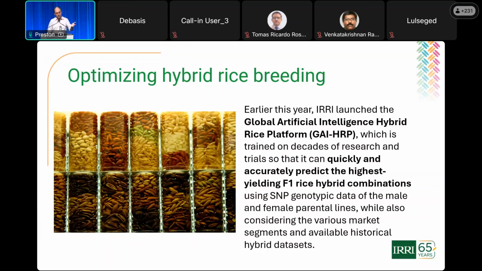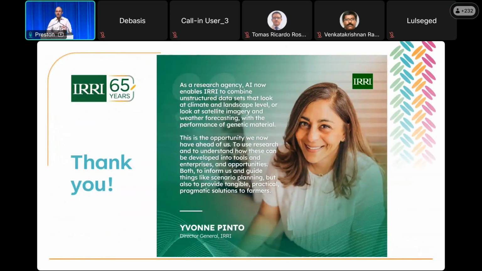But ERIE is just one part of the equation, so we need to partner with others as well to really make this happen. And that is my last slide. In the interest of time, I'll just leave you with a long quote, which I won't read. You can read it yourself, from the Director General of ERIE, Yvonne Pinto. But this talks about how, from her perspective and her leadership, ERIE sees the opportunities for AI. And with that, thank you very much.